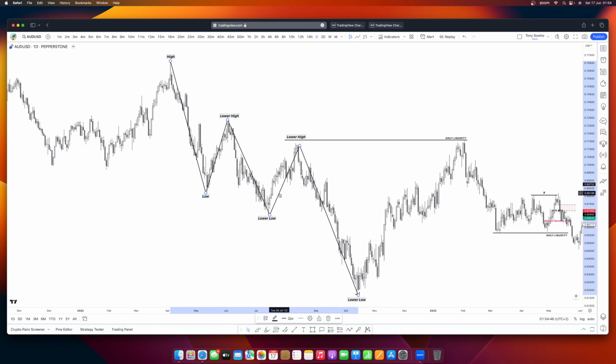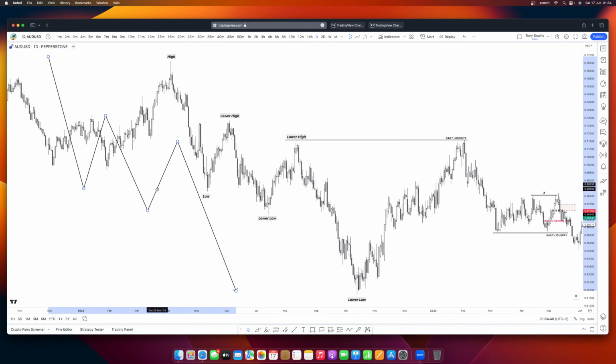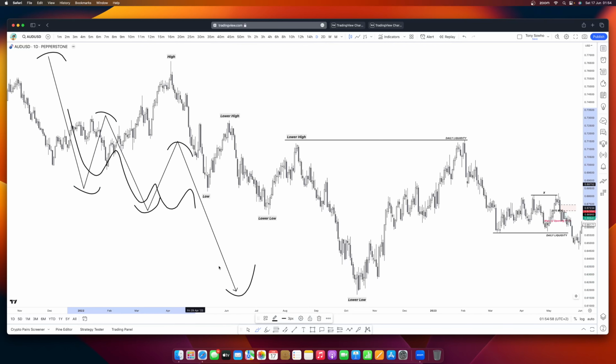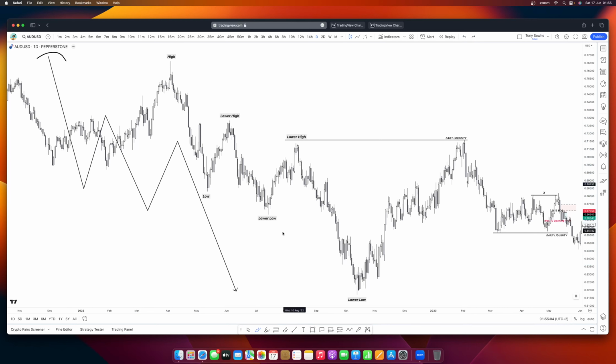If we remove it now, what can you see? I can see a high, and I can see a low. I can see lower high, lower low, lower high, lower low. This is a downtrending market. See it now? Definitely. That's a downtrending market. So for AUD USD, this is a downtrending market.